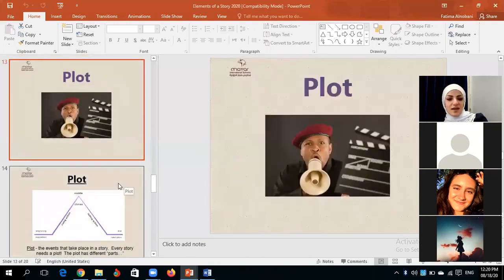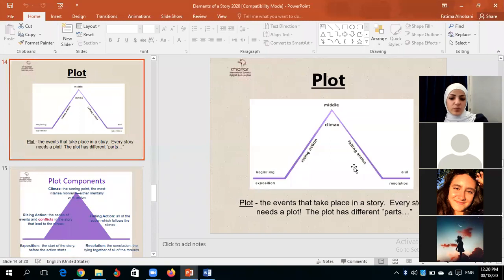Let's go to the plot. Can you please read this slide for us? Plot, the events that take place in a story. Every story needs a plot. The plot has different parts. This is what we were talking about a minute ago. In the plot, what are the parts of the plot? Zain Yunus, can you start here?